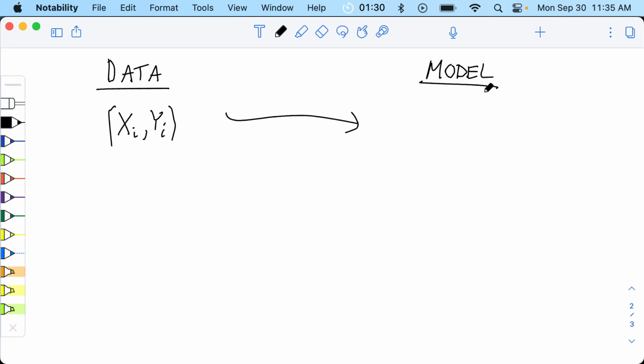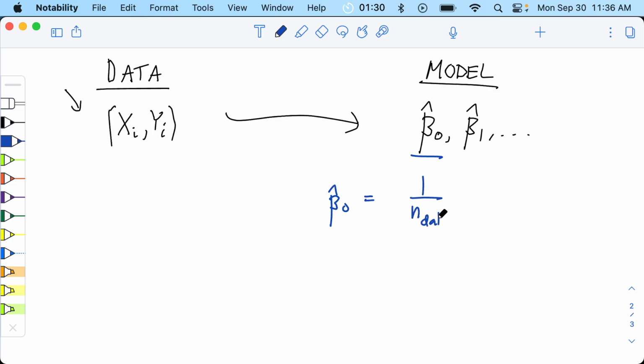So for example, one thing you might do is compute these coefficients, beta hat 0, beta hat 1, etc. And I think this is the thing that people forget, is that when you go from data to the model, the stuff you get is going to be random, right? The data is always random, always has randomness baked into it, so the answer you get is also going to be random. So something like beta hat 0, which is very often the average of the y values, 1 over n data times the sum from i equals 1 to n data of the y values, that will be a random number.